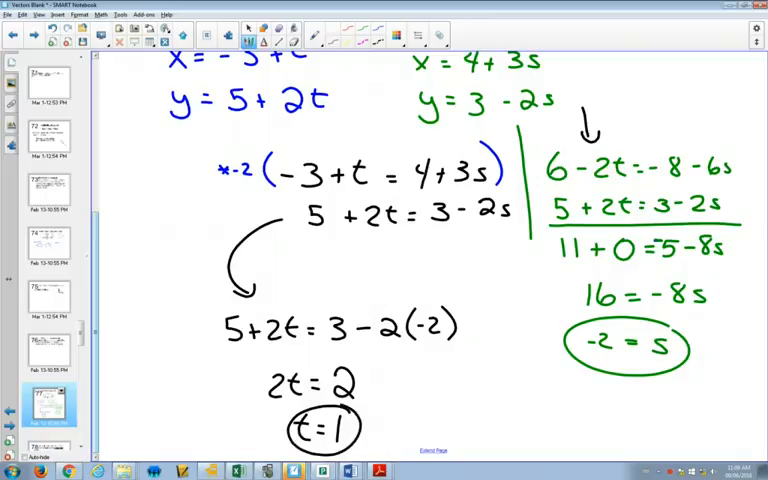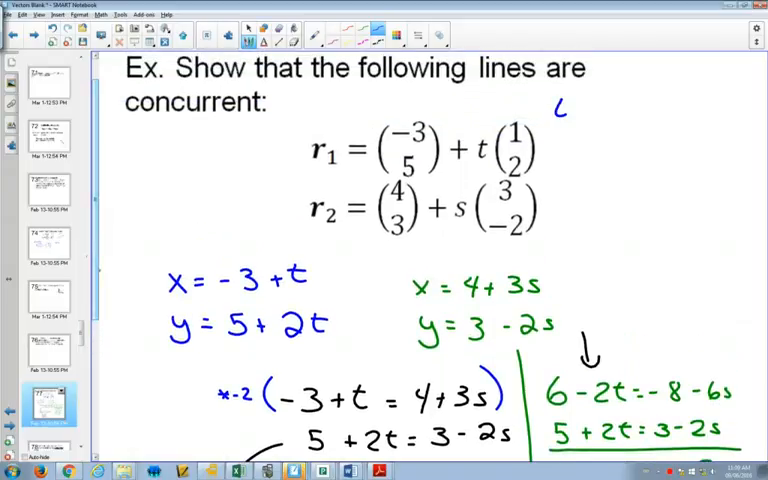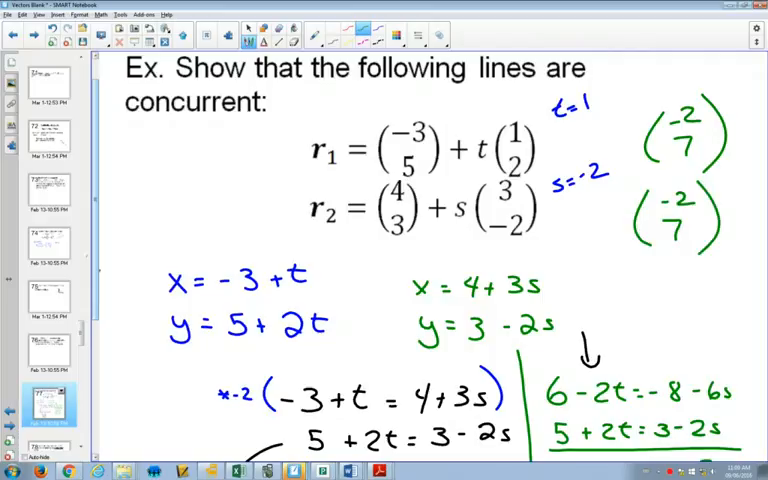Once you've found both s and t, you can choose either your first equation or your second equation to find that point of intersection. So when t is 1 and I plug that in, I get negative 2 comma 7. When s is negative 2 and I plug that in, I'm going to get negative 2 comma 7.